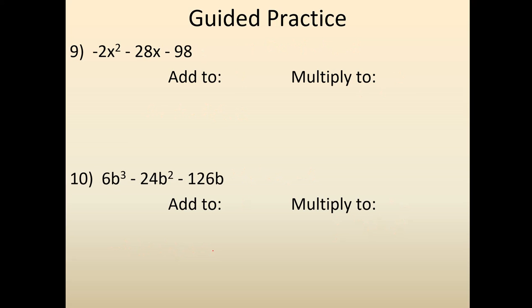All right, here's the next question. Pause the video, work it yourself, and we'll go over in a second. All right, so again, I could divide that leading term out from each part. So the negative 2 gets pulled out. I'm left with an x squared here. Negative 28 divided by negative 2 is going to be positive 14. And 98 divided by negative 2 is going to be plus 49.